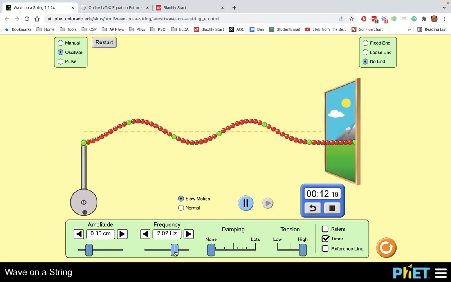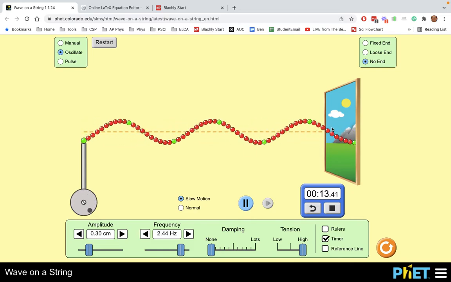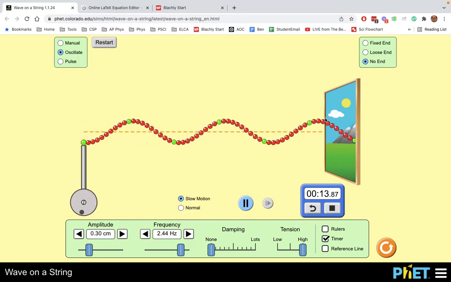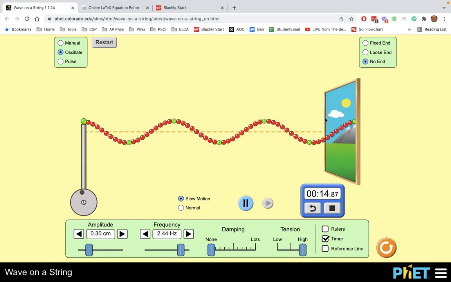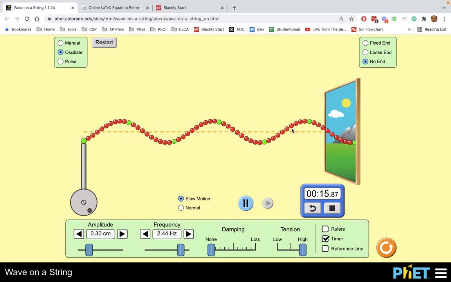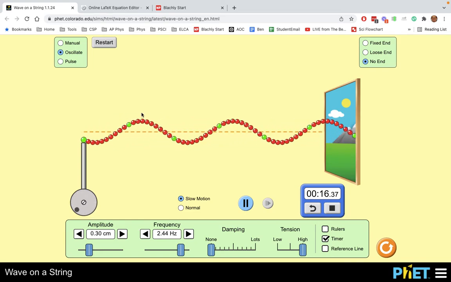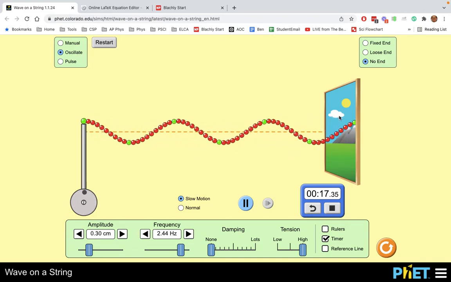The period is the time it takes for one single wave to go by. So if I look at some spot, like maybe right here on the edge of the picture frame, and there goes a wave, there comes a wave. So if I go from the top of one wave to the top of the next wave, that time is the period. You can also see that these waves are traveling down the string with a velocity. We're going to talk about the velocity in a minute.